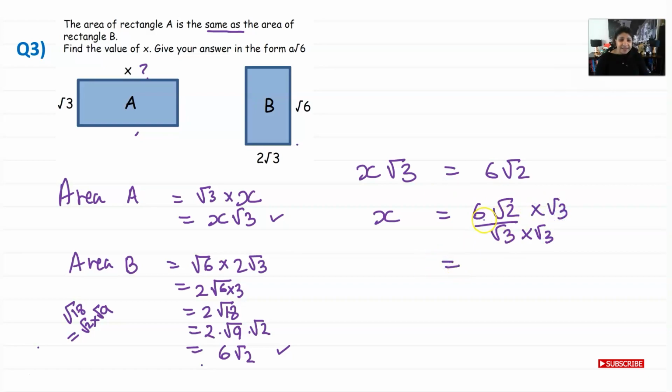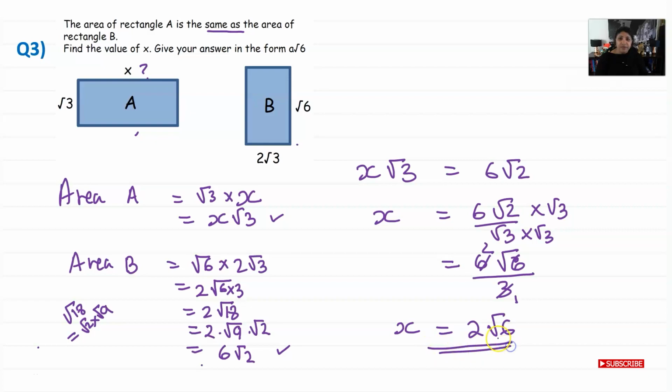And this will give us 6 times root 2 times root 3. What do we get? We can combine that and get root 6, so 6 root 6. And what do we get for the denominator? Root 3 times root 3 is 3. And now we can simplify this because 6 over 3 is 2. So that's 1 there and that's 2. This will give you x is equal to 2 root 6.